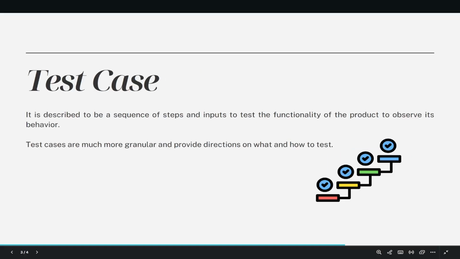Test cases. It is described to be a sequence of steps and inputs to test the functionality of the product to observe its behavior. Test cases are much more granular and provide directions on what and how to test. In many instances, with documents and functionalities in place, test scenarios help understand what to test. This later proceeds to details on what prerequisites are needed to write the steps to test. This in turn supports the generation of test cases, but they are not the same.